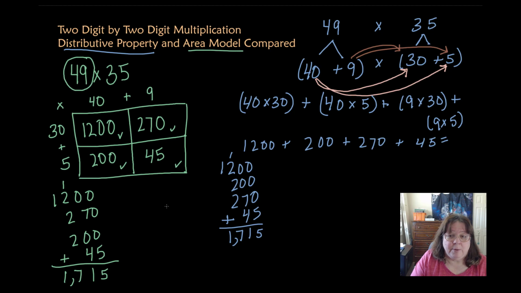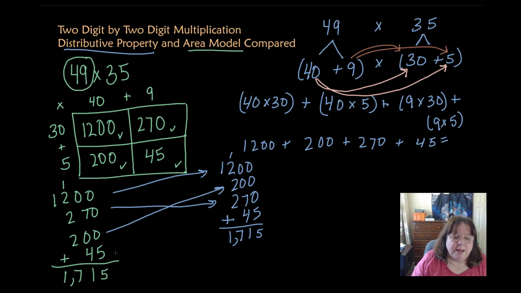So, area model, distributive property. What do you notice that's similar? These are the same. We did them in a slightly different order, but we have the same number. We just broke it apart differently. We added them in a slightly different order. But we did the same operations, just in a different format. And we got the same answer. 49 times 35 is 1,715.